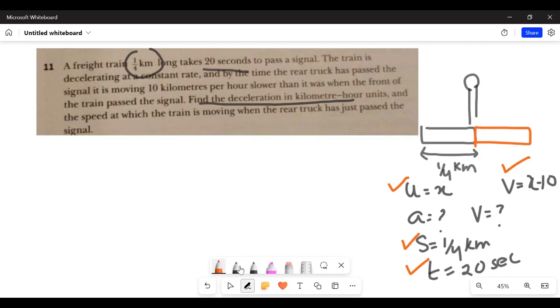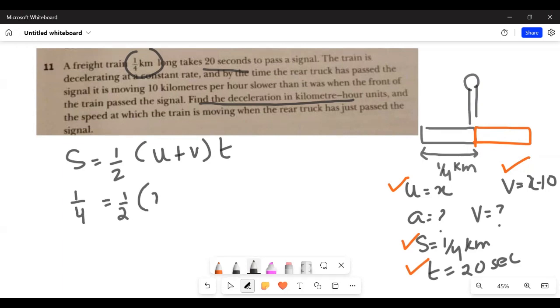Which equation of motion has u, v, s, and t in it? I think this one. S equals half u plus v times t. This one. So S is 1/4 equals half, u is x, v is x minus 10, and t is 20 seconds.